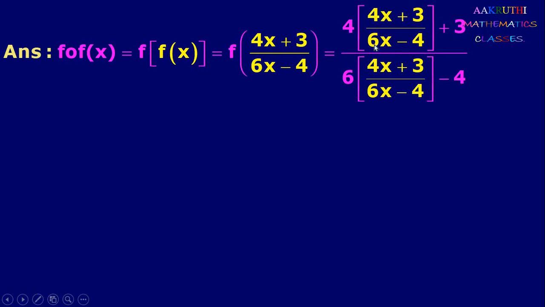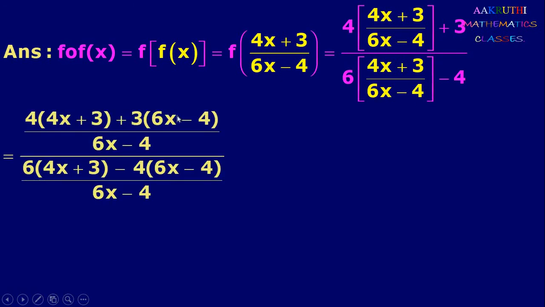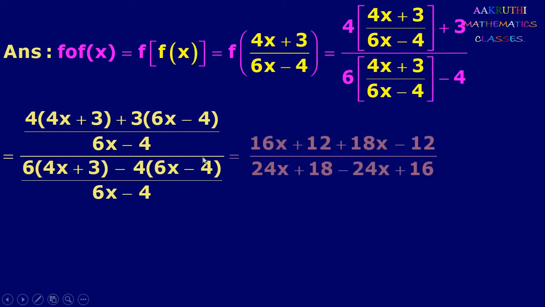Now here we take LCM. LCM is 6x minus 4. In the denominator also 6x minus 4. And when we simplify, we get (4 into (4x plus 3) plus 3 into (6x minus 4)) divided by (6x minus 4), whole divided by (6 into (4x plus 3) minus 4 into (6x minus 4)) divided by (6x minus 4). Now here 6x minus 4 gets cancelled. When we multiply, we get 16x plus 12 plus 18x minus 12 divided by 24x plus 18 minus 24x plus 16.